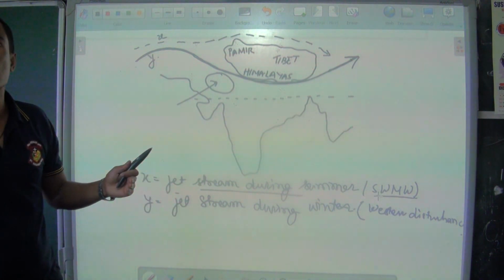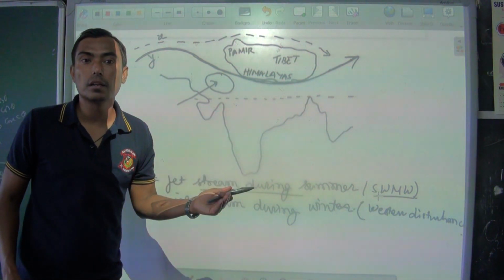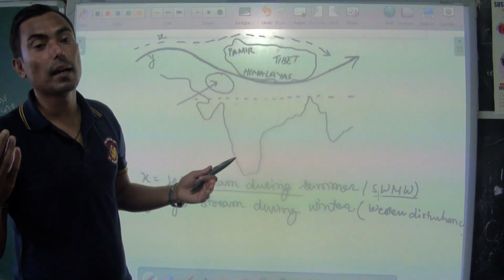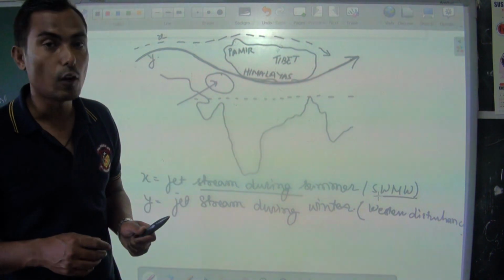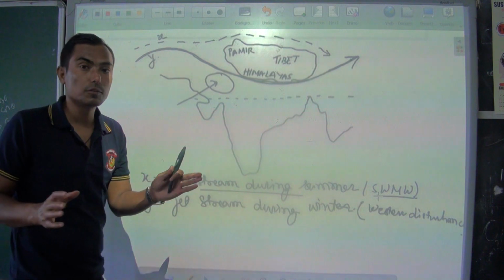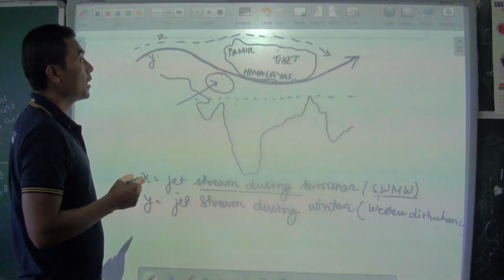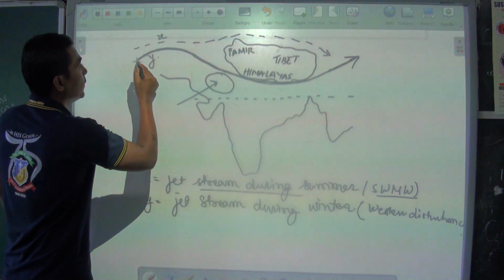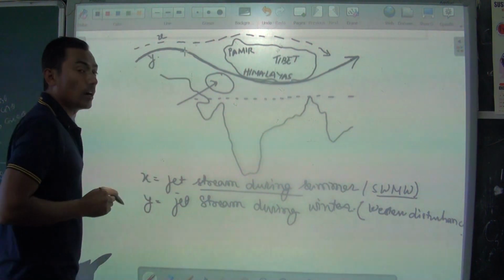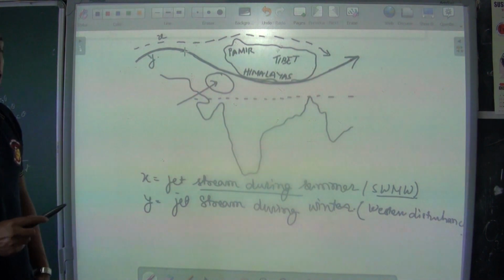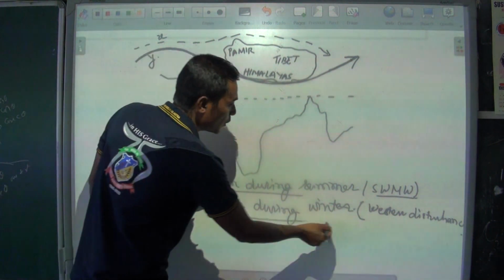And that southwest monsoon wind may be either from the Arabian Sea or from the Bay of Bengal. So because of that, the jet stream is very important. And the next, Y. Y is also a jet stream, but this jet stream blows during the winter.